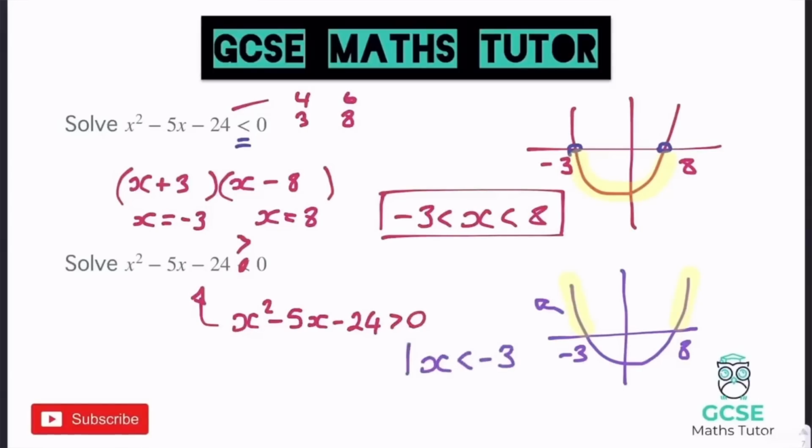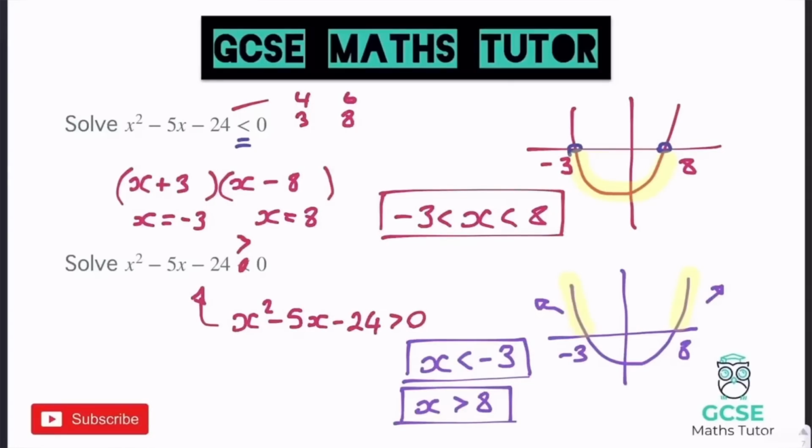And that's one of my solutions for that part of the line. But I've also got the other part, and that is going to all the numbers bigger than 8. It's going this way. So my other solution would be x has also got to be bigger than 8. So I've got two solutions here to write with my inequalities. I've got all the x values less than negative 3 and all the x values bigger than 8.